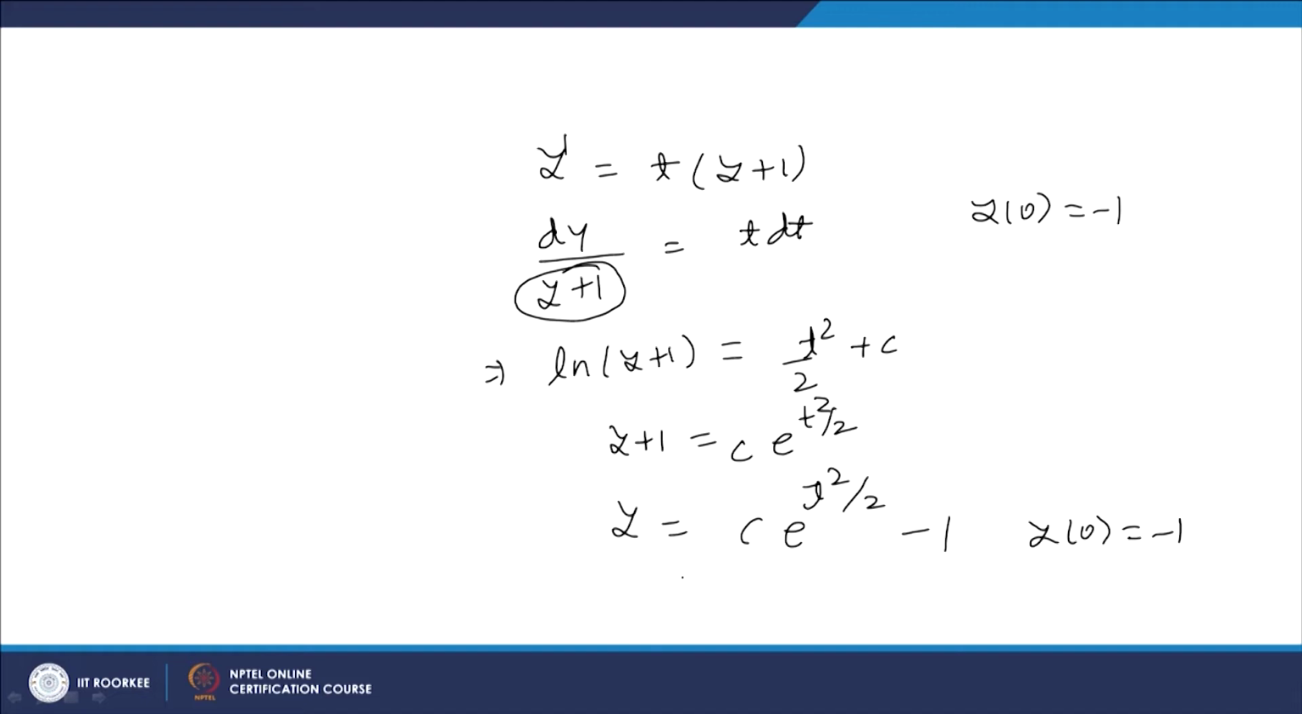Then put y(0) equal to minus 1, and you can see that here c comes out to be 0, and you can say that our solution y(t) is coming out to be minus 1 identically. So, this is a constant solution given as minus 1. We can get this solution in a different way also.